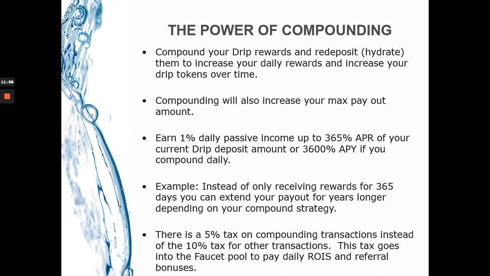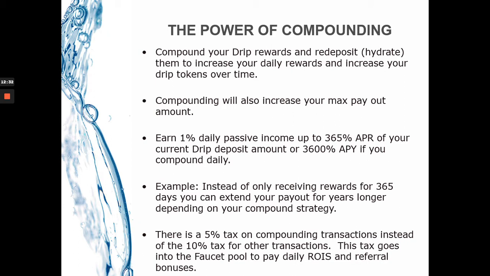It depends on the size of your bag. If you only start out with two or three drips, you probably don't want to start out withdrawing. This is up to you, but you probably want to build your bag up a little bit, build your drip token up by compounding before you start withdrawing. So you can grow it. That was my personal strategy. I've just grown it, and I'm extending that time by compounding daily. Okay, so let's see where we're at.